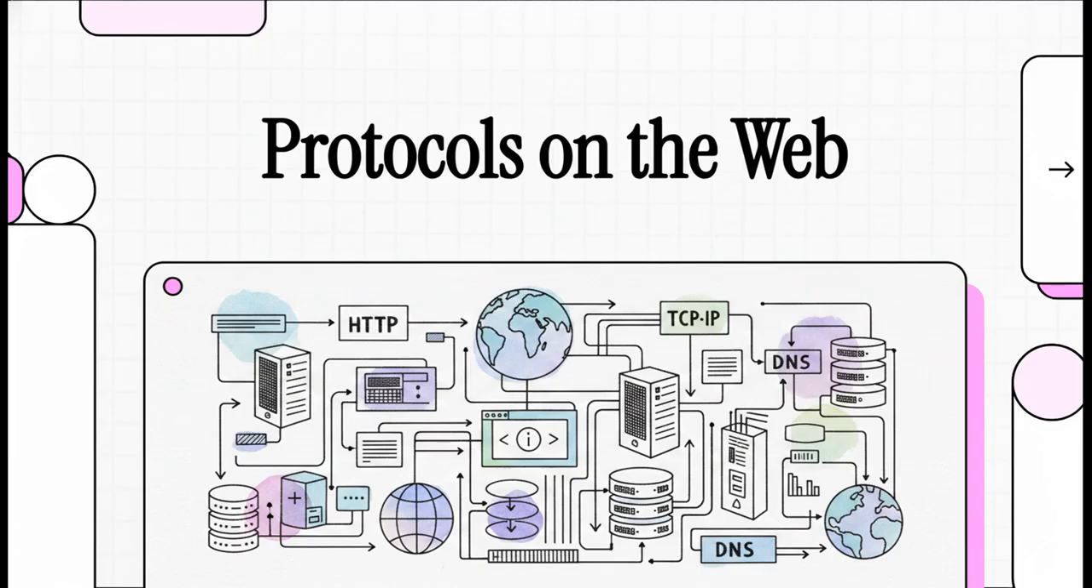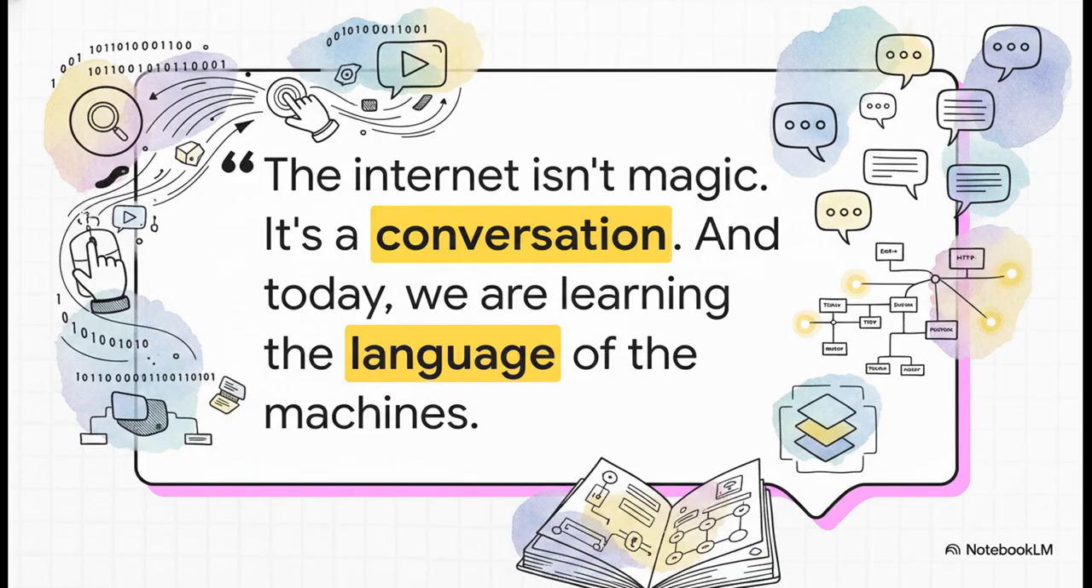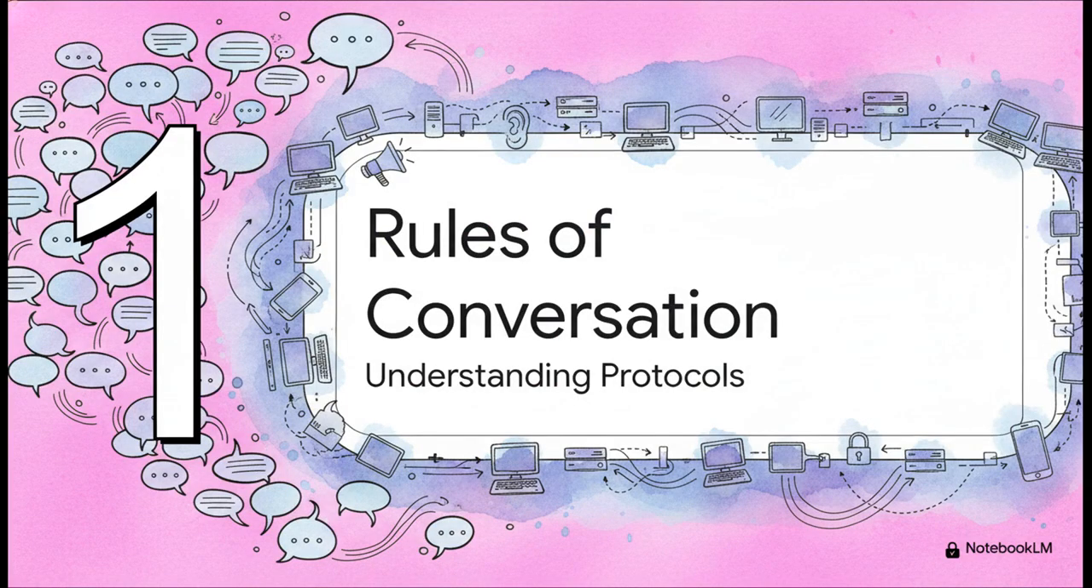Ready to get started? Look, a lot of people think the internet is just magic. It's not. It's a conversation, a massive, nonstop conversation between machines all over the world. And just like any conversation, it has a language, it has rules, and today, you're gonna learn how to speak it. Imagine trying to talk to someone if you were both just shouting random words. It would be chaos, right? Nothing would get done. You need rules.